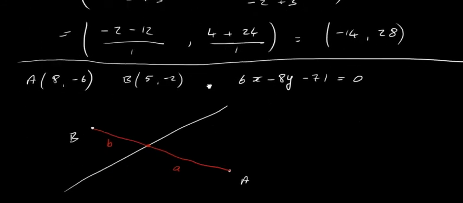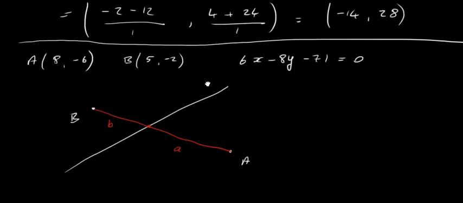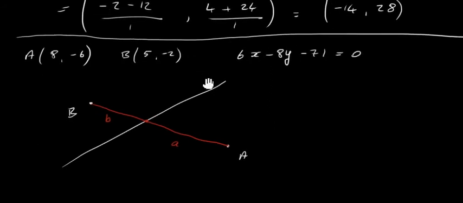Now this one is a little bit different. It's a little bit more detailed, but it uses this formula again. So what we've got here is 2 points, the point A and the point B, and we have this line here, 6x minus 8y minus 71 equal to 0. Now the question is, in what ratio does this line divide the line segment AB?